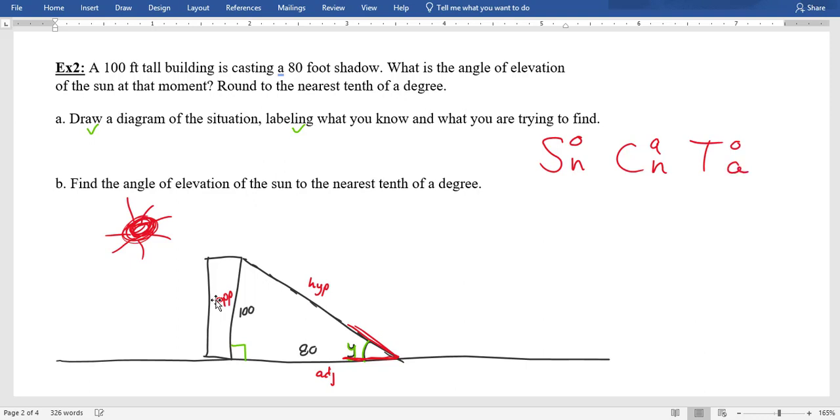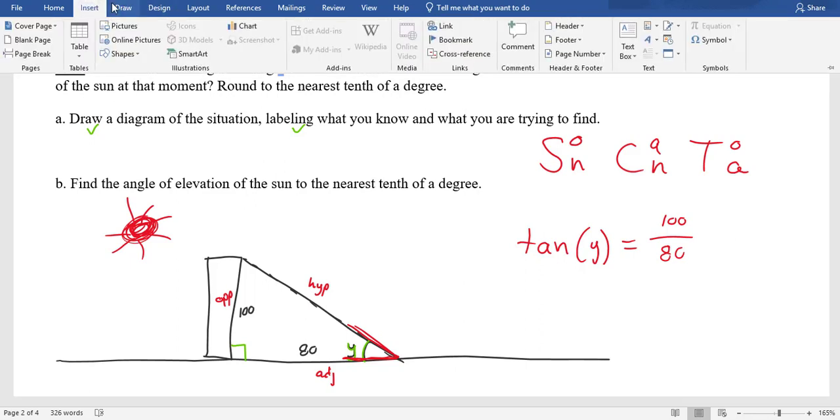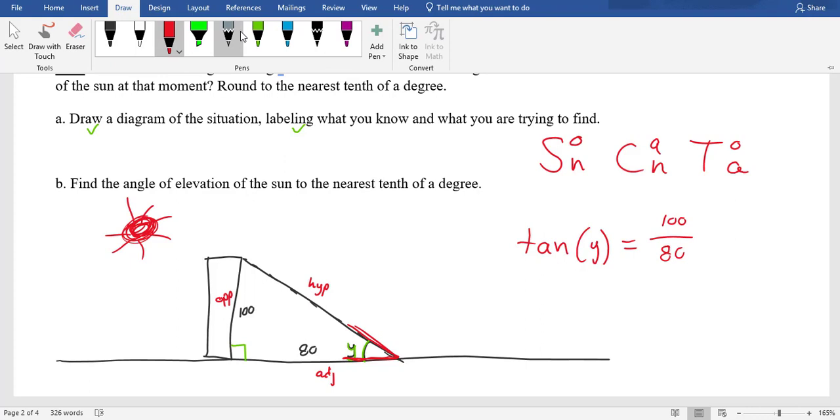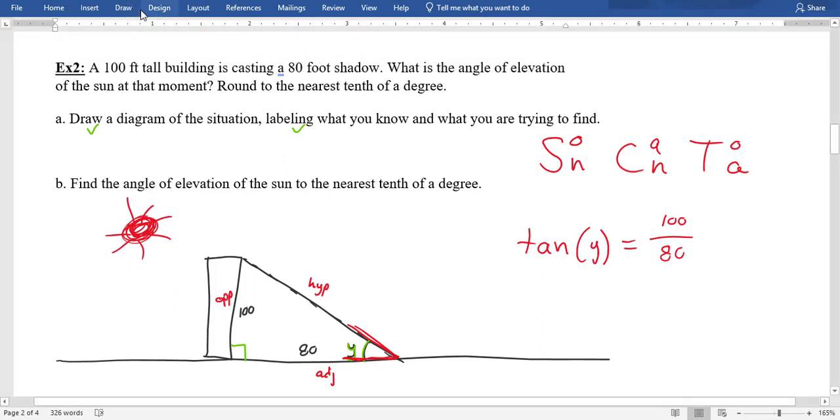So that's tangent again. Tangent of, well, I don't know the angle, so I'll say tangent of my angle, y, is opposite 100 over 80, adjacent. How do you solve an equation if you're solving for the angle? We learned this, I think, last class. But how do you get rid of a tangent? We want the y to stay. We want to get rid of the tangent.